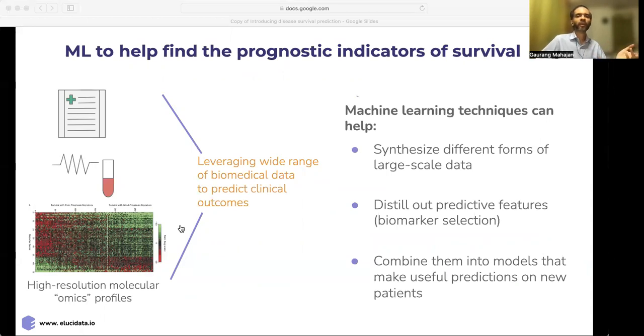The strength of ML lies in its capacity to combine different forms of data, tease out predictive features, and fit models that generalize well, that is, make useful predictions on new patients. So survival data presents a promising opportunity to apply ML to a biomedically impactful problem.